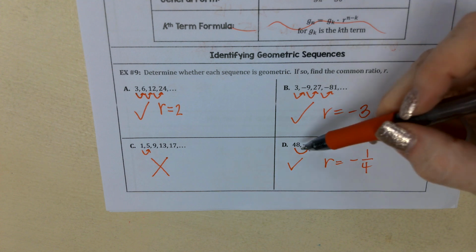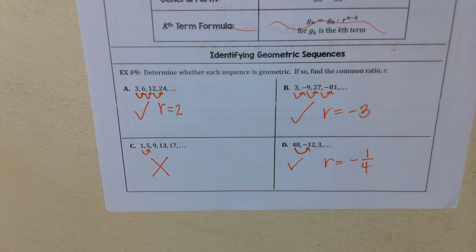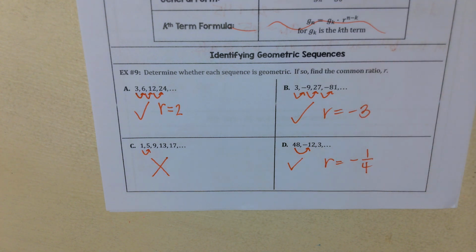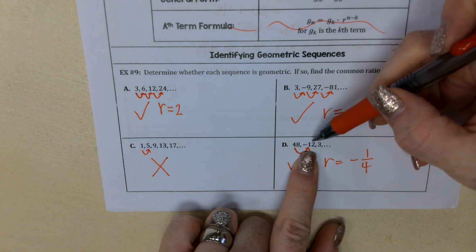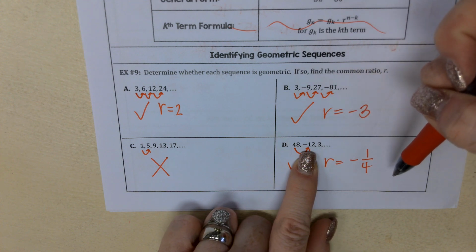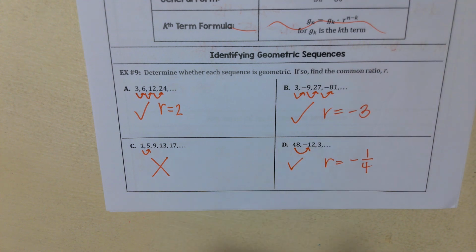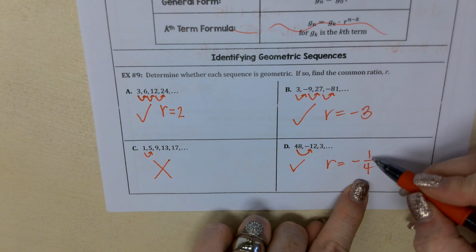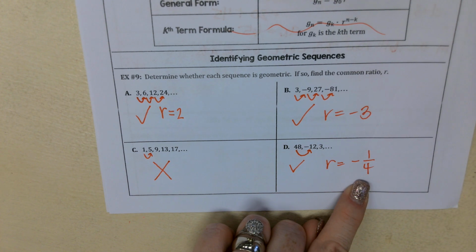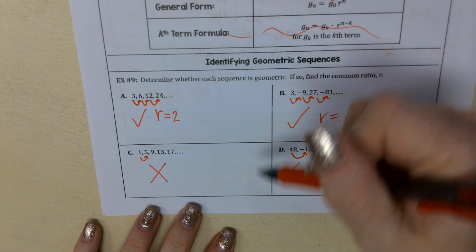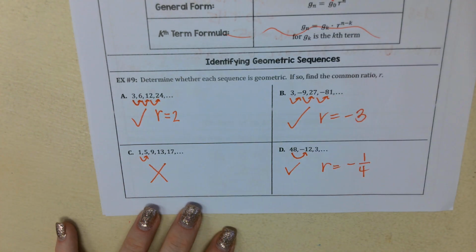-1/4. You divide 48 by 4 to get 12. But because it changed signs, it has to be a negative. And then if I divide -12 by -4, that gave me a +3. Because it's getting smaller, therefore you have to write it as multiplication. So this is just recognizing whether it's geometric or not. Okay? Flip it over.